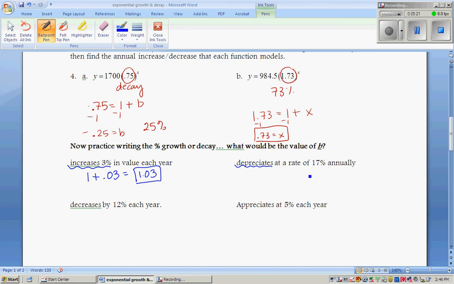Depreciates means it's a decrease, it's decay. So we're going to do 1 minus 0.17, and we're going to get 0.83. And as you can see, it's smaller than 1. So again, decreases is decay. You do 1 minus 0.12, getting you 0.88. So I think you all know that appreciates would be growth. So why don't you try that one out? We'll check back in class and we'll learn how to graph them together on Wednesday.